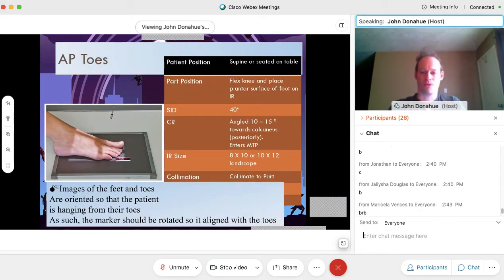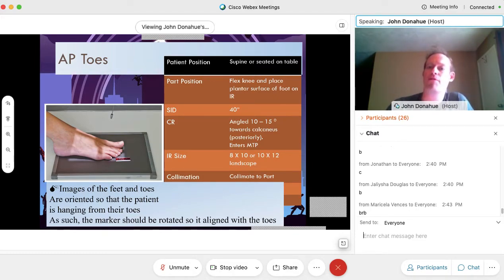Now for AP toes, we're going to have the patient either supine or seated. They're not going to be standing up. That's a very key thing to remember. We would not want to stand the patient up because that actually changes the x-ray. The patient's standing, that's going to be a weight-bearing foot. And we're actually going to talk about that position here in a little bit. But for toes, they must be supine or seated on the table.